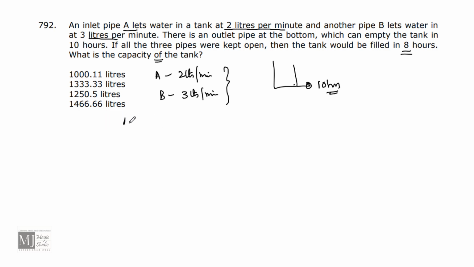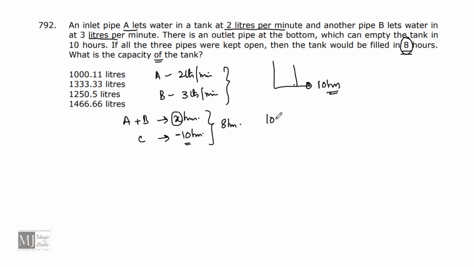Let us see. Suppose A and B together can fill the tank in x hours, and C is the outlet pipe which can empty this tank in 10 hours. Then if all three are working together, the time taken to fill would be 8 hours, isn't it? And for these two working together, we know the formula. The formula is simply product by sum, isn't it? But this is minus 10, so it will be product by difference. And if it is 8 hours, then it is quite evident that x is less than 10, isn't it? A plus B would be able to fill the tank in less time than 10 hours.